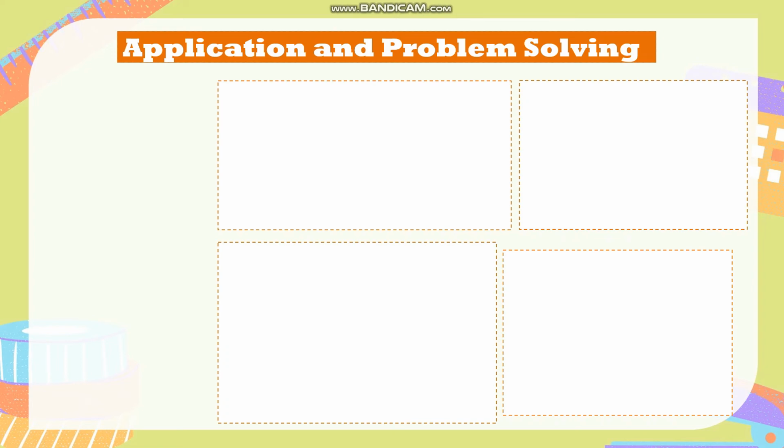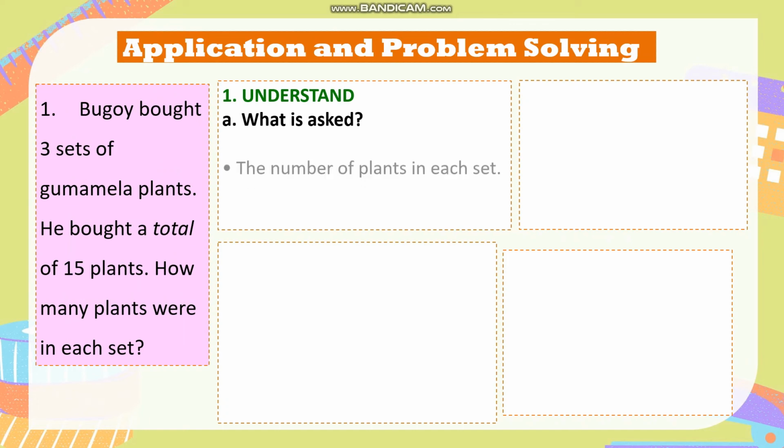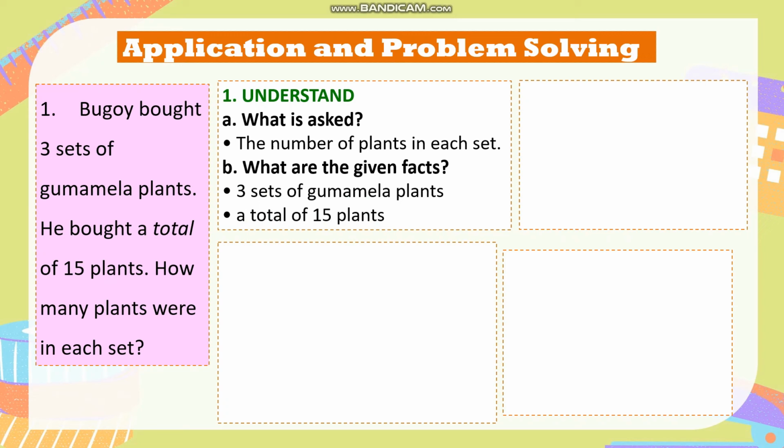Application and problem solving. Number 1. Bugoy bought 3 sets of gumamela plants. He bought a total of 15 plants. How many plants were in each set? Number 1. Understand. Letter A. What is asked? The number of plants in each set. Letter B. What are the given facts? 3 sets of gumamela plants. A total of 15 plants.